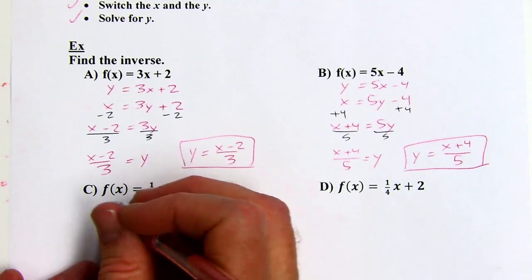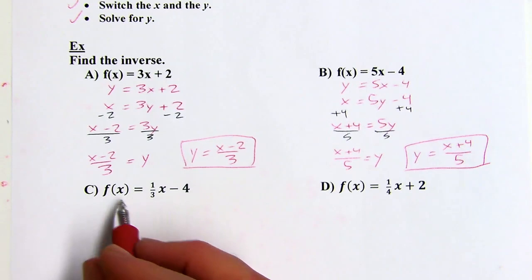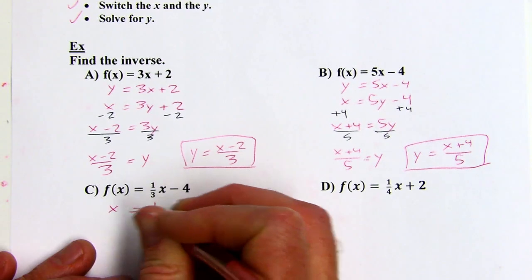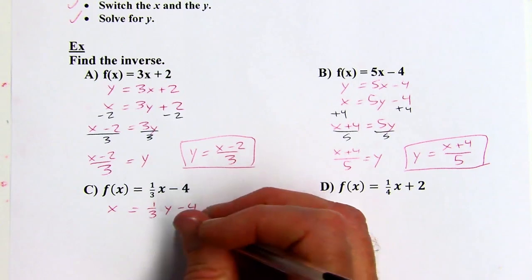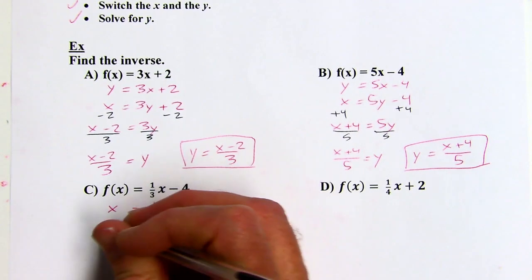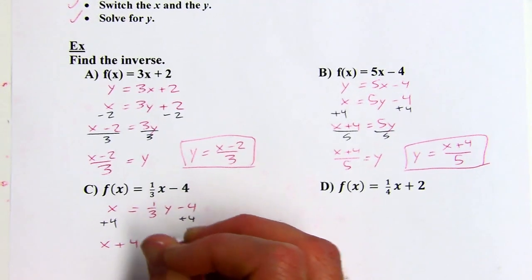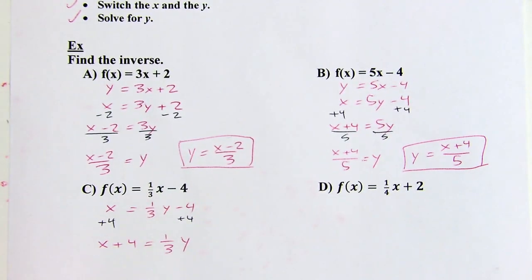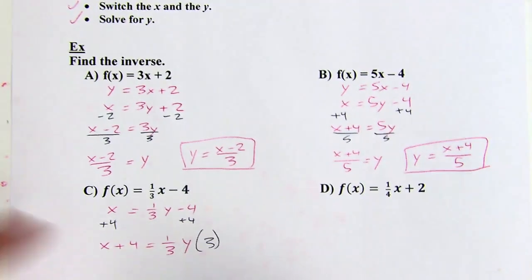Okay, so let's see. I'm just going to switch the x and the y all at once. I'm just thinking of the f(x) as a y, so I'm going to put the x here and the y here. Okay, then I'll add 4 to both sides. I need to isolate y. So now I've got x plus 4 equals 1/3 y. All right, now to get rid of the 1/3, I want to multiply by 3, because 1/3 times 3 is 1, and then I'll be just left with a y there.